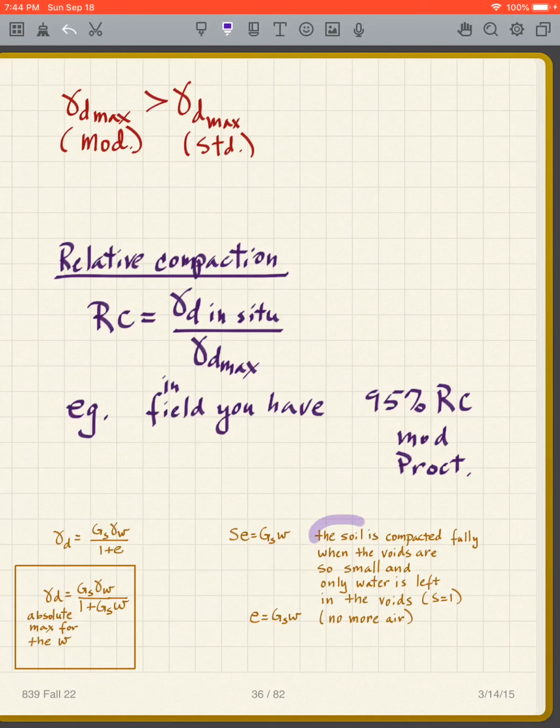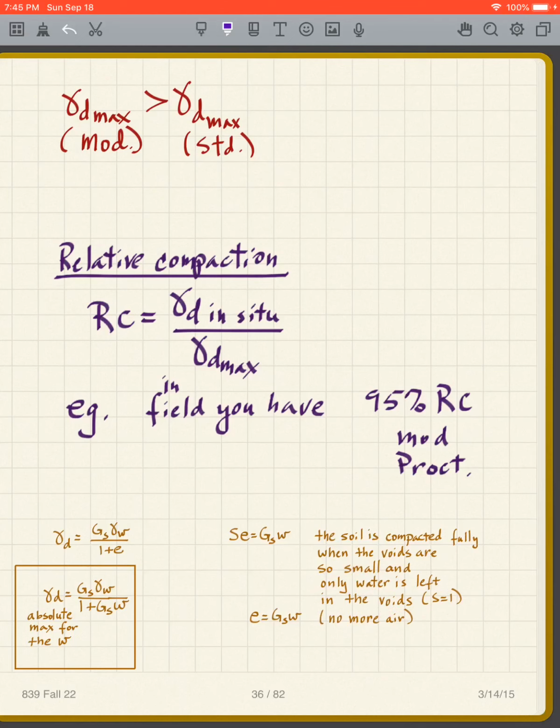Well, the soil is compacted fully when the voids are so small that only water is left. In other words, we have water in the voids. If we compact it so much that there's no air left, that's the best we can do. We're not going to squeeze out the water. I mean, we could, but we don't want to talk about that.